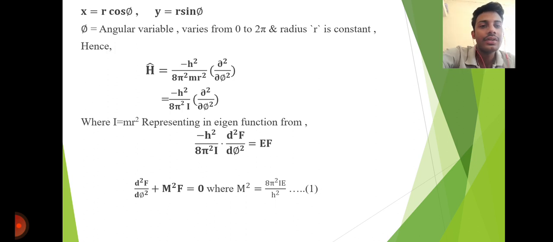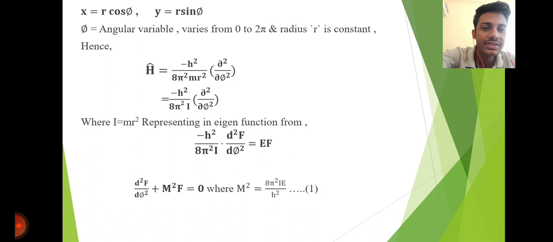Then the Hamiltonian operator becomes h cap is equal to minus h square divided by 8 pi square into m into r square into dou square by dou phi square. Here m into r square is the moment of inertia, hence it can be replaced by I, that is minus h square divided by 8 pi square I into dou square divided by dou phi square. Representing in eigenfunction form, we can write minus h square divided by 8 pi square I into d square f divided by d phi square is equal to E into f.